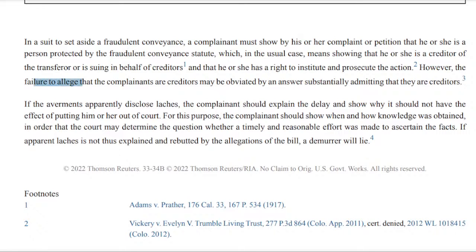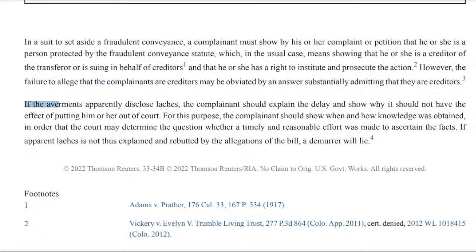However, the failure to allege that the complainants are creditors may be obviated by an answer substantially admitting that they are creditors. Interesting here. Failure to allege that the complainants are creditors may be obviated by an answer substantially admitting that they are creditors. So I guess the evidence overrides any kind of allegations here, of course.